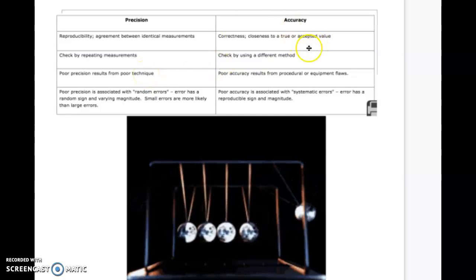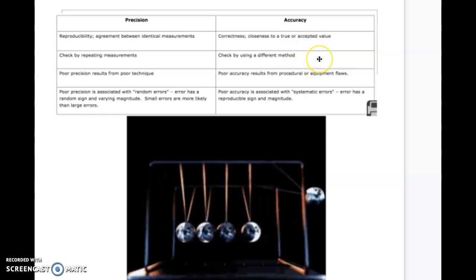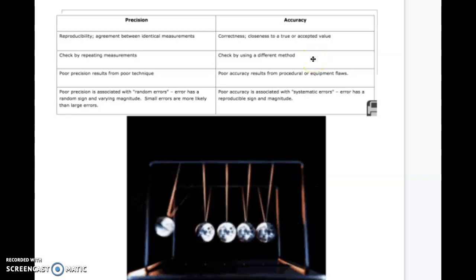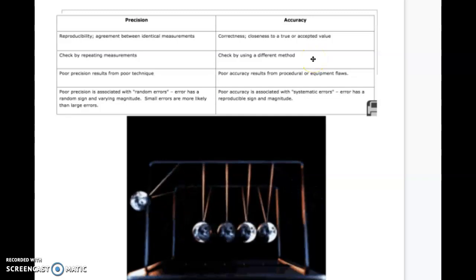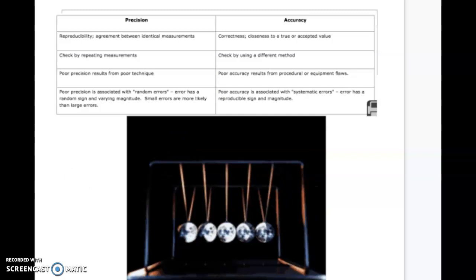Accuracy is to do with your instruments usually, so check that you've got starting from a 0. Check by using a different method. So if you really want to, what you can do is actually look at your experimental setup and start again. But I tell you what, we'll come back to these as we start doing experiments.